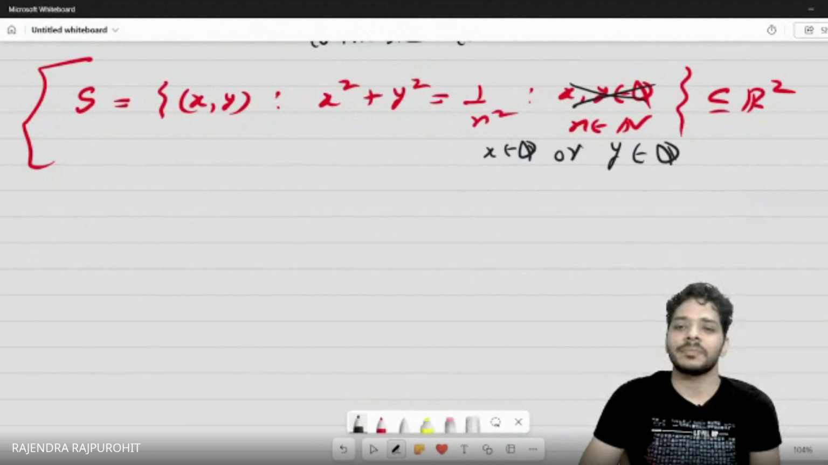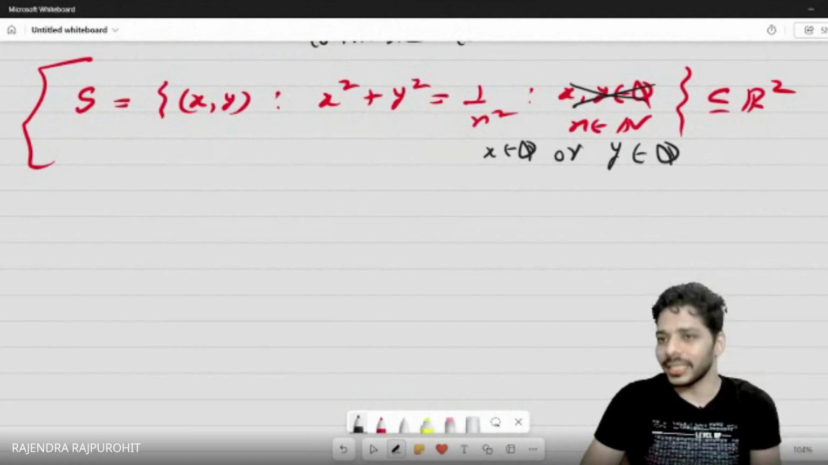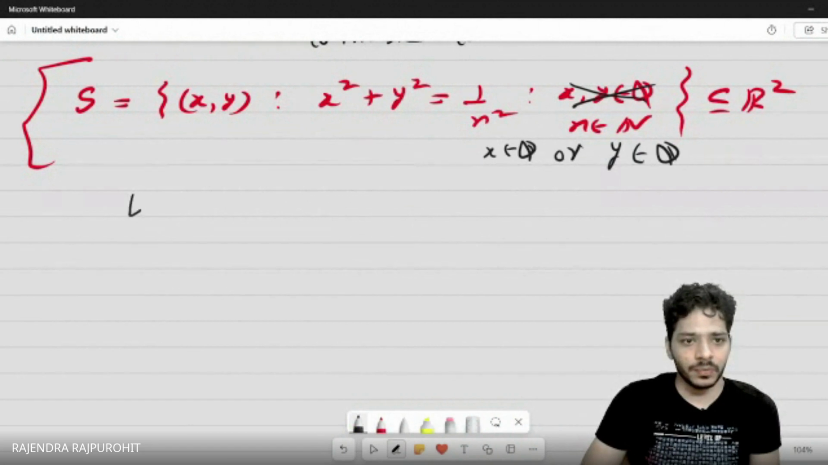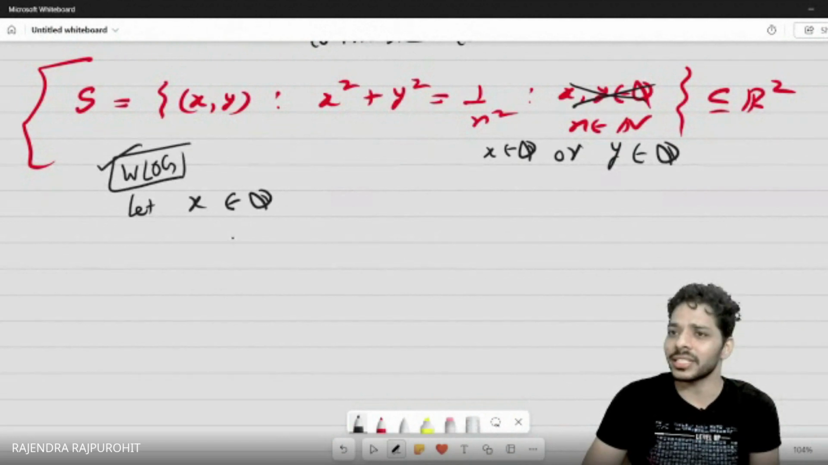How do we do that? Now what we do is we assume both cases. Let X belong to Q. Now, do you see the symmetry that X square plus Y square is 1 by n square? It doesn't matter if I interchange X and Y, it's the same. So there is a symmetry. So this is actually WLOG, without losing generality. I can take Y belongs to Q as well, and then the same process will follow.